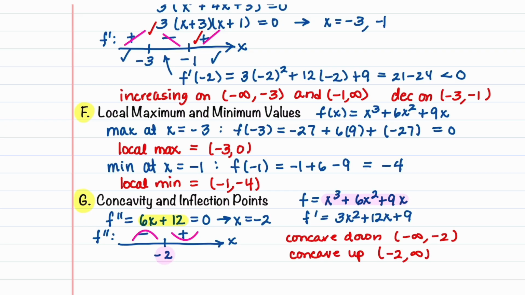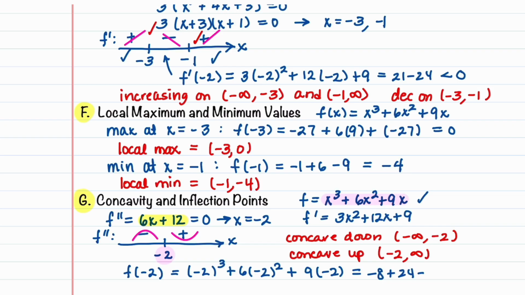Let's now find the y value of our inflection point. So we're going to calculate f at minus 2. Looking up here at our function that I highlighted in pink, this is minus 2 cubed plus 6 times minus 2 squared plus 9 times minus 2. This is minus 8 plus 24 minus 18, and that gives us a value of minus 2. So we can say that our inflection point is the point minus 2, minus 2.